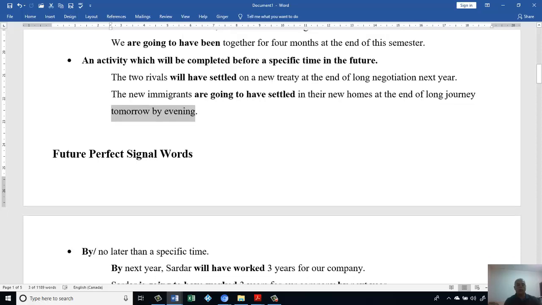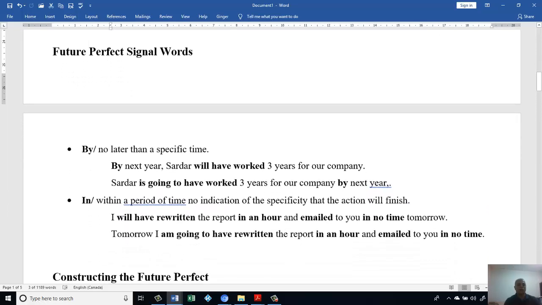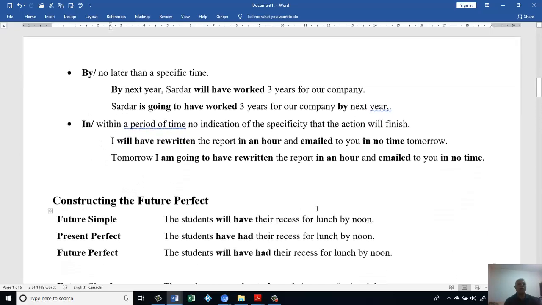There are some words we use when we make the future perfect. Usually we use by or no later than a specific time. For example, by next year.